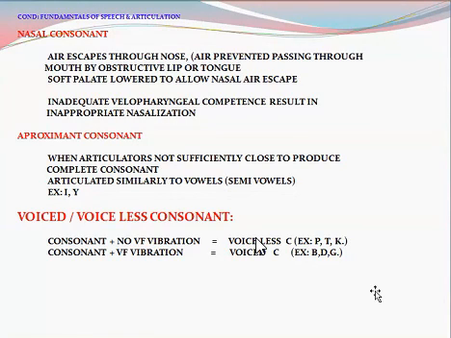A consonant plus vocal vibration is called a voiced consonant. Voiced consonant examples are B, D, and G. Voiced means a consonant with vocal vibration, while voiceless means a consonant with no vocal vibration. Voiceless examples are P, T, K. Voiced ones are B, D, and G. If you put your hand on the larynx, you can differentiate the two.